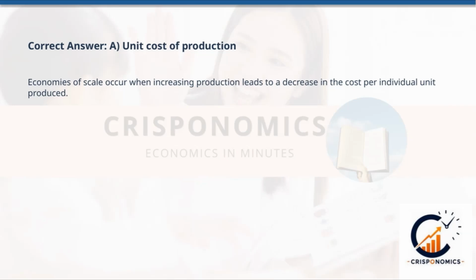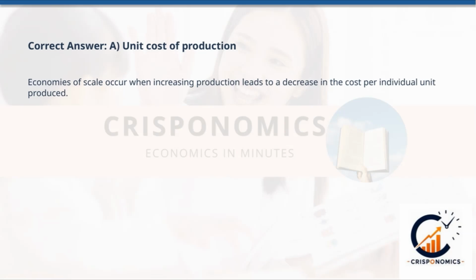Let's talk about economies of scale. This happens when producing more units actually lowers the cost for each individual item. In other words, as we scale up production, the unit cost goes down. It's a powerful concept because it means bigger operations can often be more efficient and competitive. Understanding this helps us see why companies aim to grow, to spread costs over more products and reduce expenses per unit.